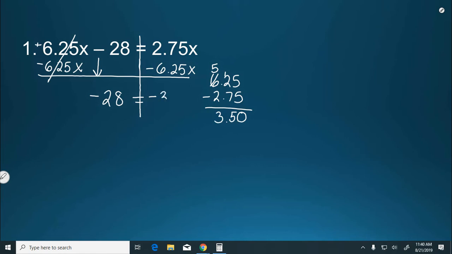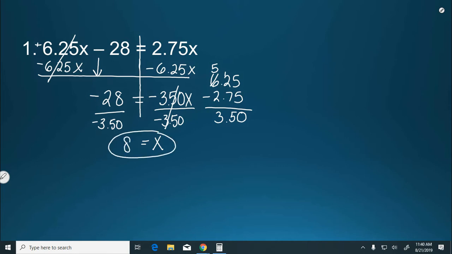So this is negative 3.50x. Divide by negative 3.50, and a negative divided by a negative is a positive, so we don't have to worry about the negative anymore. Now use some number sense. 3.50, or $3.50, is half of 7. 7 goes into 28 4 times. Therefore, 3.50 is going to go into 28 8 times. So x equals 8. Done.